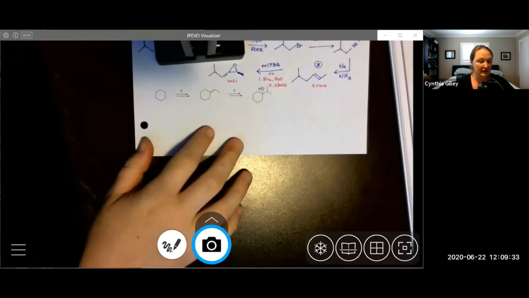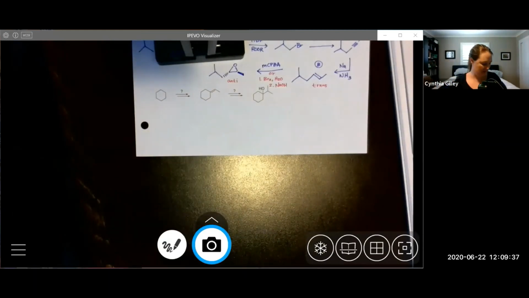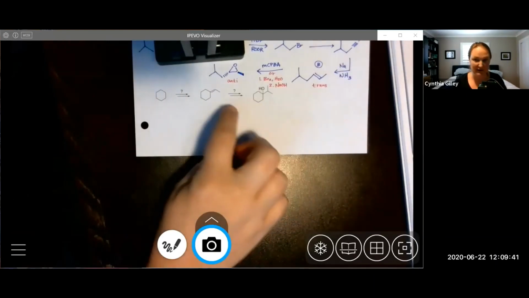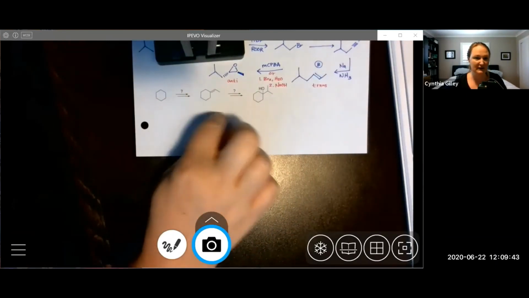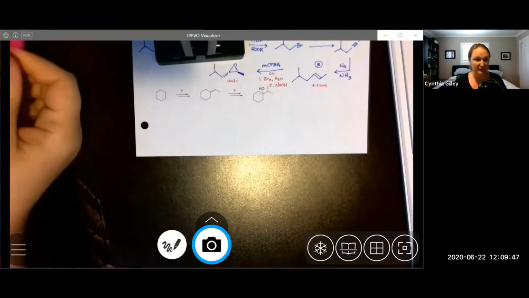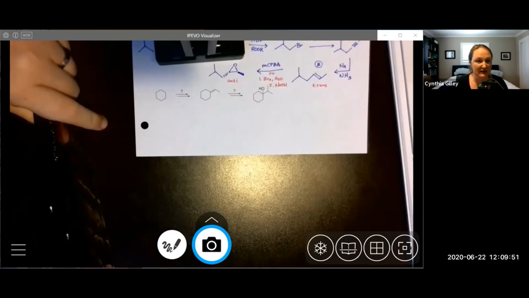Moving on then to this one. By the way, I noticed his key on this one isn't right. He does make this product, but he doesn't ever make this on the key. If you look at the key, don't be surprised if what I draw doesn't match the key. It's just because he didn't draw it on the key.